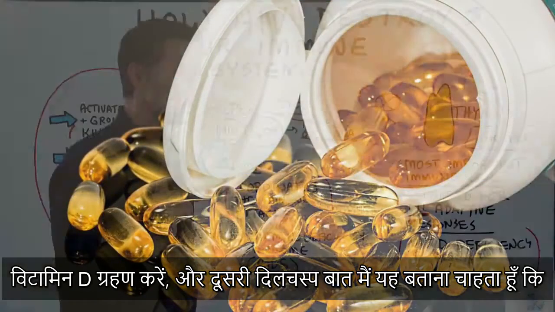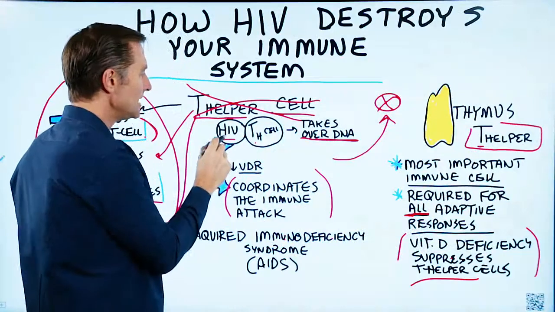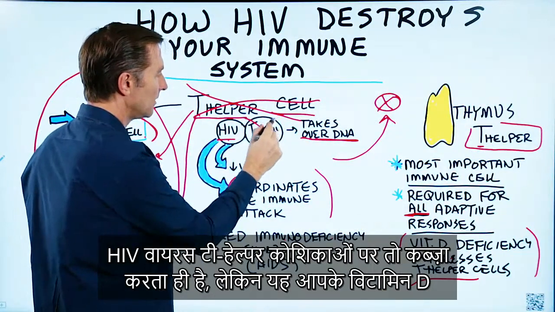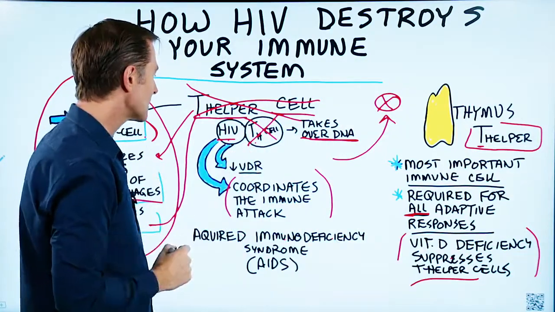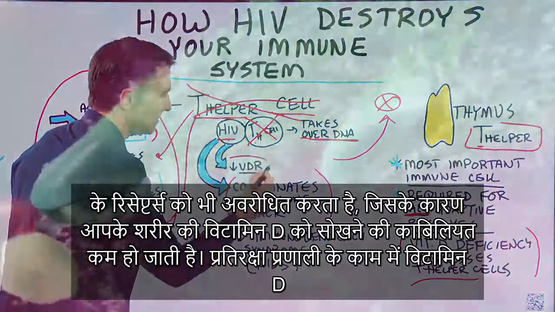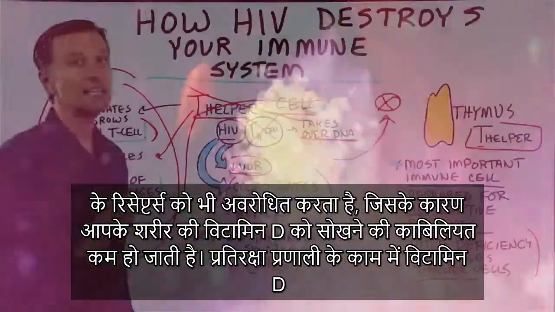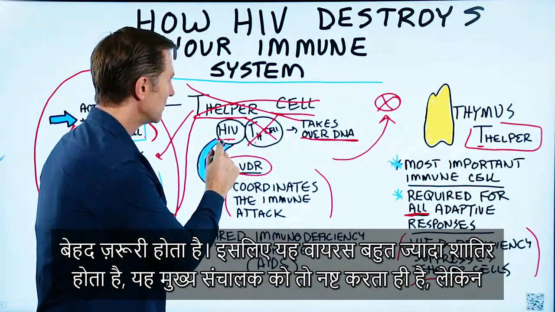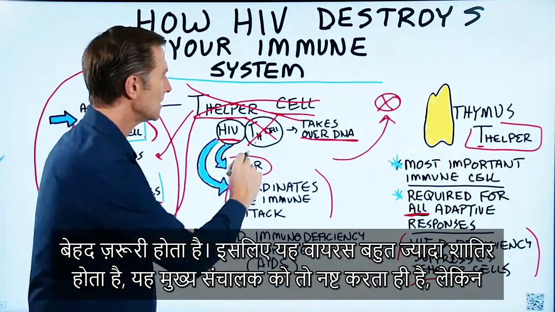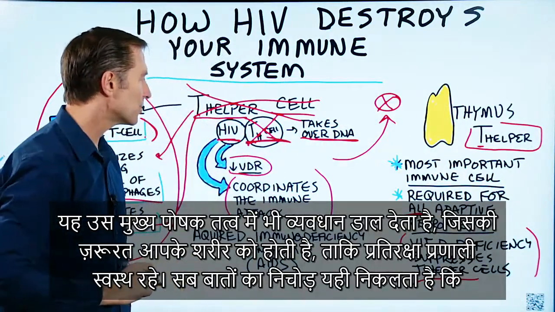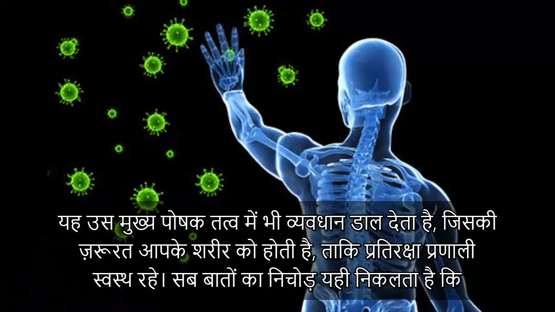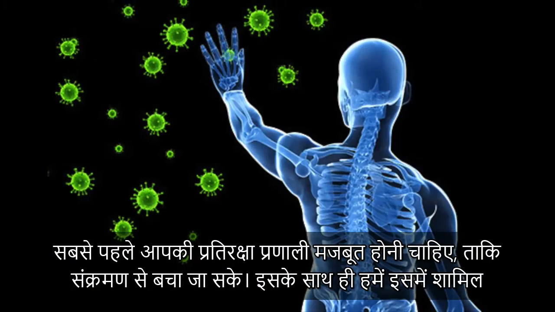And the other thing I want to mention, which is also interesting, is that this HIV virus not only takes out this T helper cell, but it also blocks your vitamin D receptors, limiting your ability to absorb vitamin D. Vitamin D is crucial in immune function. So apparently this virus is very, very sneaky. It knocks out not only the main controller, but the main nutrient that your body needs to keep the immune system healthy.